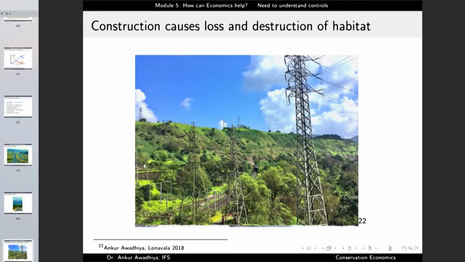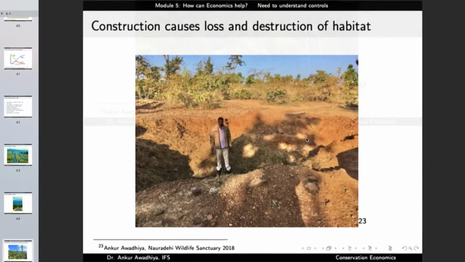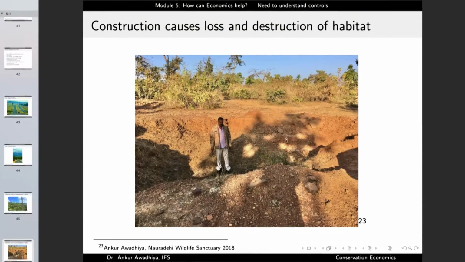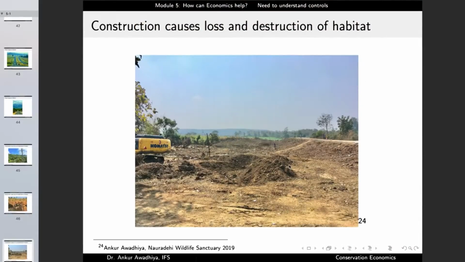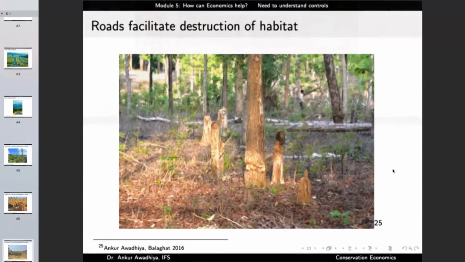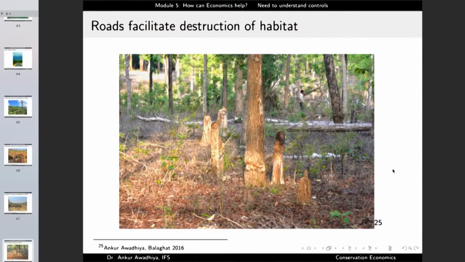Construction of roads causes loss and destruction of habitats because to construct roads or railway lines, you will have to cut off trees. You will have to perform earthwork. So even during construction, it creates a problem for biodiversity. This is an example of earthwork in which a big sized hole has been dug. Construction causes loss and destruction of habitat.